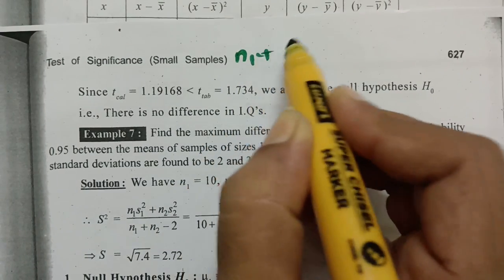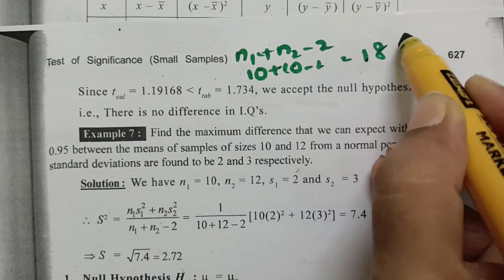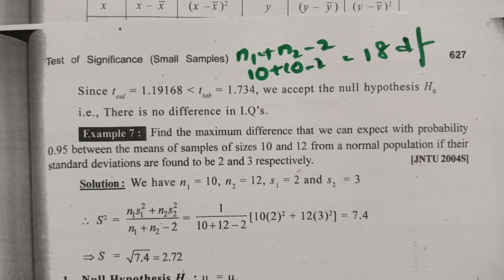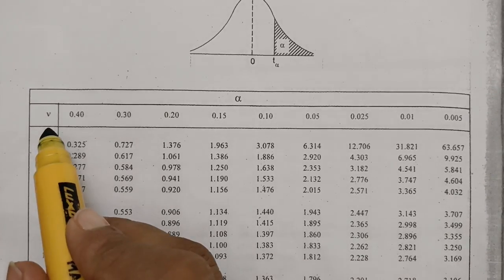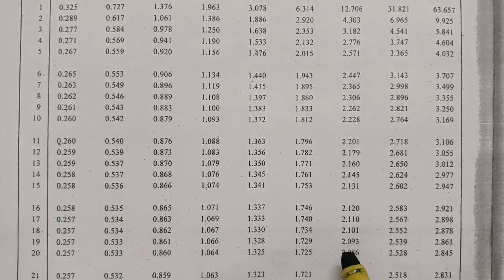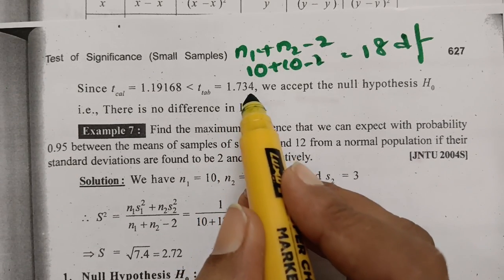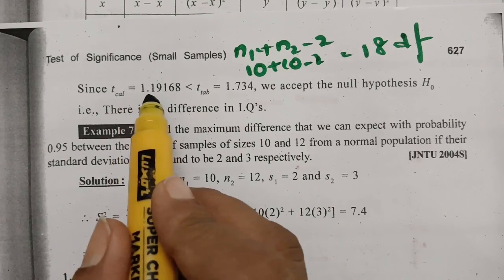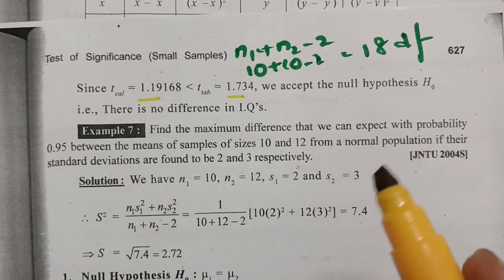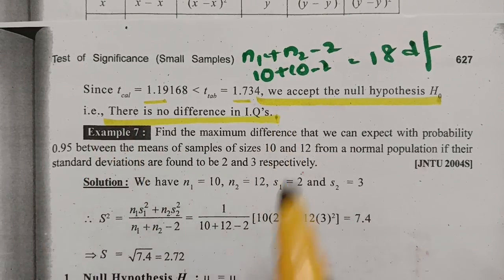At degrees of freedom, that is n1 plus n2 minus 2. That is 10 plus 10 minus 2, which is equal to 18 degrees of freedom. So we have to check from the table at 5% level of significance for degrees of freedom 18. So the value here will be, see, at 0.05, that is 1.734. This 1.734 is the tabular value and the calculated value is 1.19. So if you observe, 1.19 is lesser than 1.734, and therefore we have to accept the null hypothesis and there is no difference in the IQs.